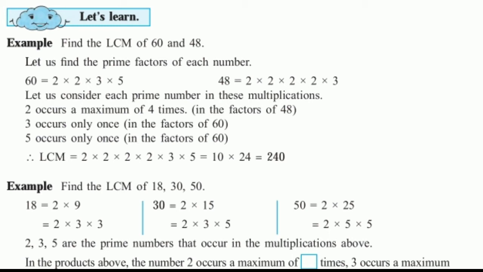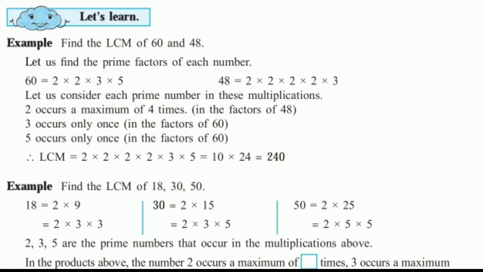So we will take the maximum occurrence of 2, 3 and 5. So we will take 2 four times, 3 one time and 5 also one time. After multiplying all these factors we will get 240. So here 240 is the smallest number which is divisible by 60 as well as 48. Now it is clear to you? Okay, so this is the two numbers LCM.